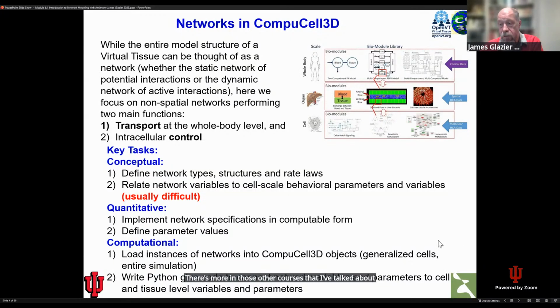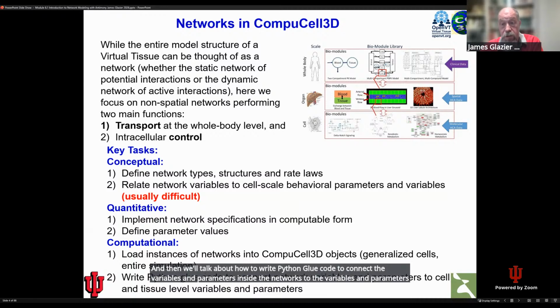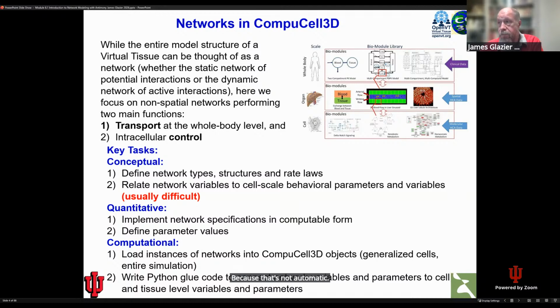Then we'll talk about how to load instances of networks into CompuCell, either into the objects, specifically cells, or the whole simulation. Today we'll only use the whole simulation one. And then we'll talk about how to write Python glue code to connect the variables and parameters inside the networks to the variables and parameters in the CompuCell multicellular model. Because that's not automatic, you have to do that by hand.